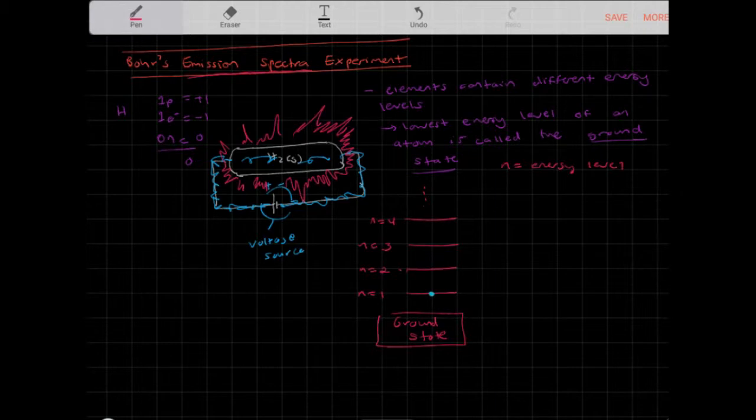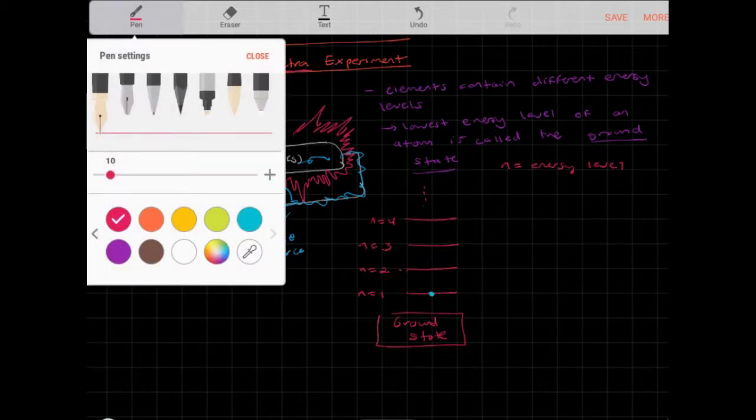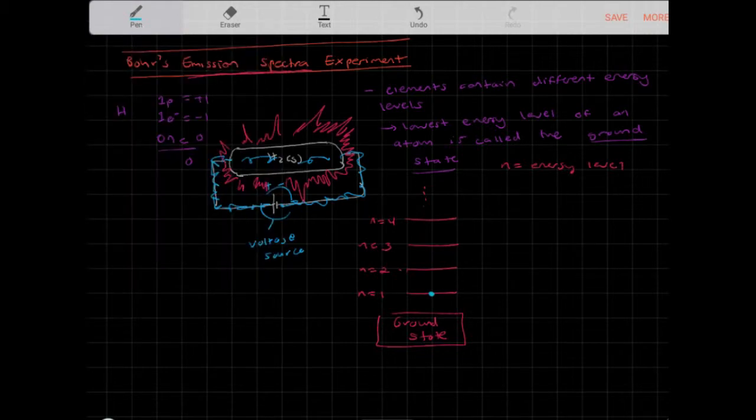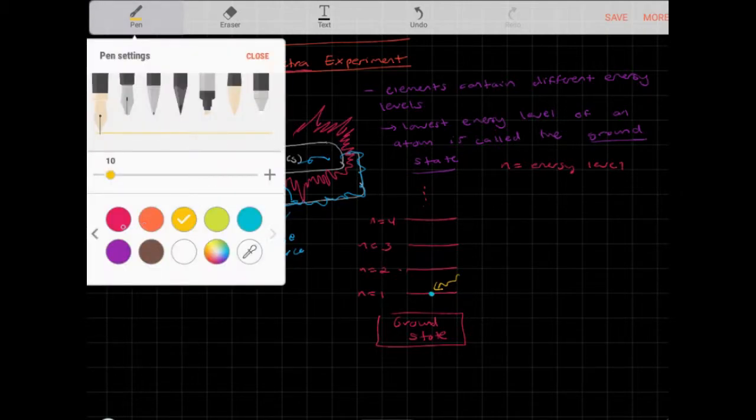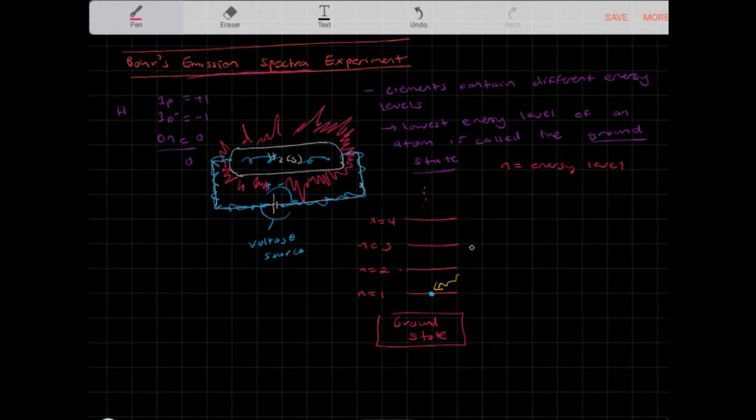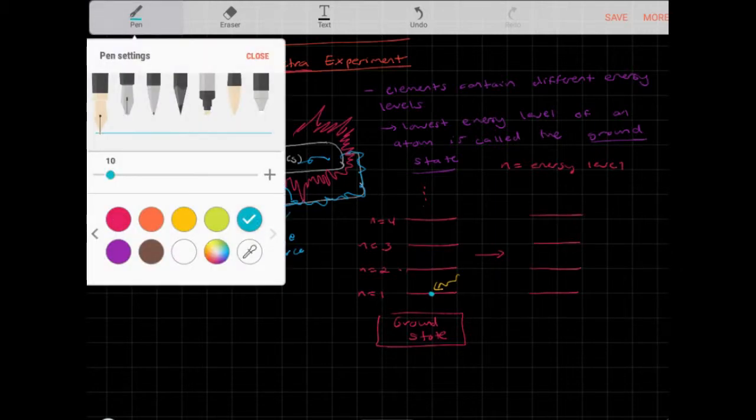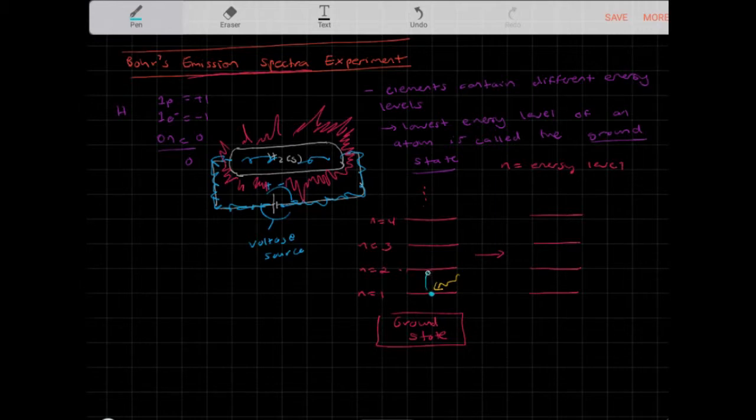Now, what Bohr stated was that when you pass the electricity through this cathode tube that contained the hydrogen, the electron gains energy. Let's say this is the energy that this electron gains. When the electron gains energy, it jumps to a higher energy level. So when electrons gain energy, they jump to a higher energy level. I'm going to redraw the energy levels, and you can see what happens. Now the electron will jump from the ground state to another higher energy level, which looks like this.